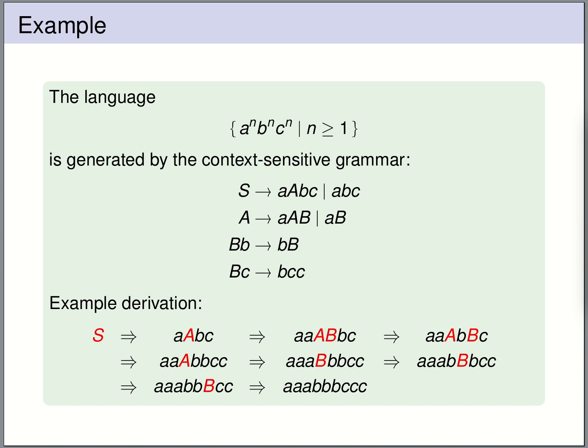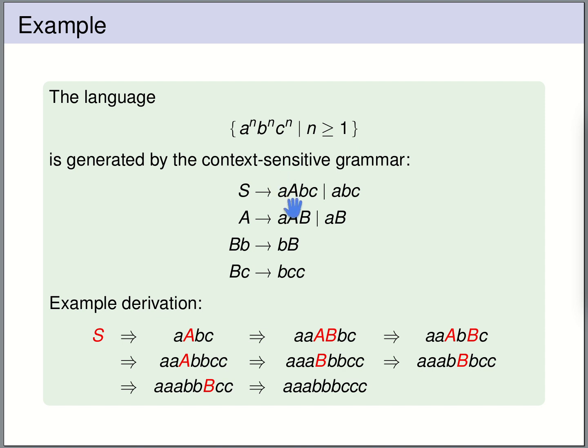An example of a context-sensitive language is the language a to the n, b to the n, c to the n for n greater or equal to 0. This is a context-sensitive grammar for this language. Let's have a look. From our starting variable S, we can generate just abc, this is the word for n=1, or we generate terminal a, variable A, terminal b, terminal c.